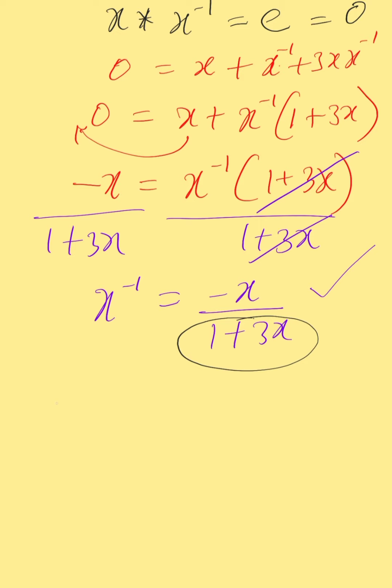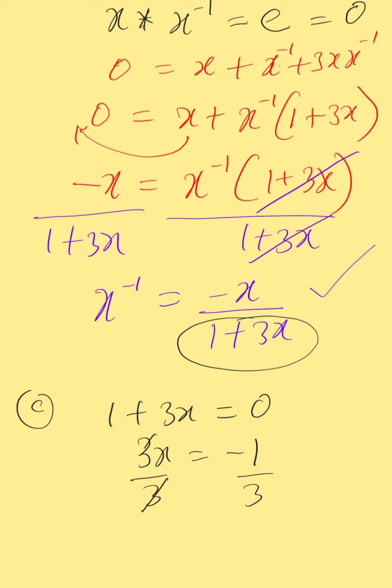Therefore, you can write that for C, 1 plus 3x equated with 0. So 3x is equal to minus 1. When you divide by 3, you see that x is equal to minus 1 over 3. So this is just the value of x for which no inverse exists.